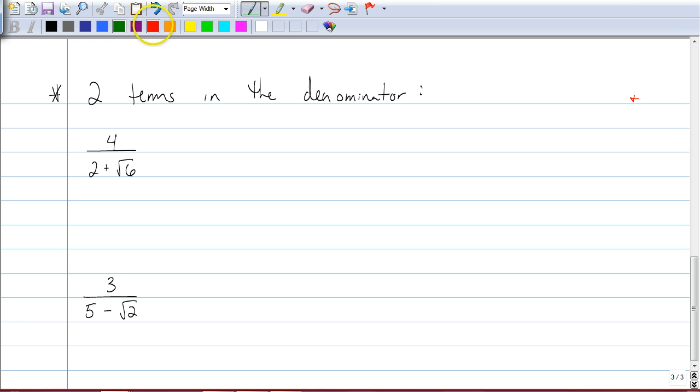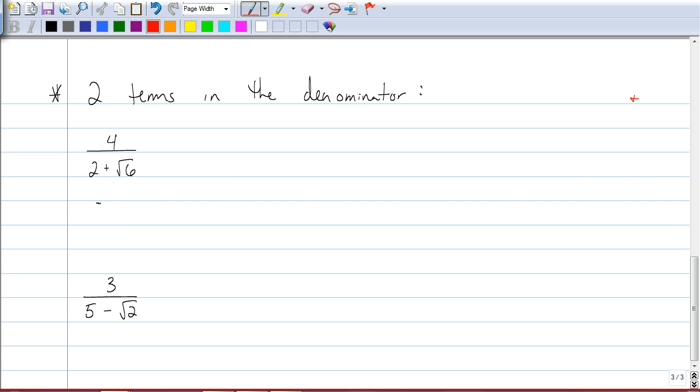If there's 2 terms in the denominator, multiplying the top and bottom by just a square root is not enough. Like if I look at this first example, if I multiply the top and bottom by the square root of 6, well, I'd have to multiply both terms in the denominator by square root of 6. Sure, that would get rid of the square root of 6 in the second term, but in the first term it would be 2 times the square root of 6. So I still have a square root in the denominator.